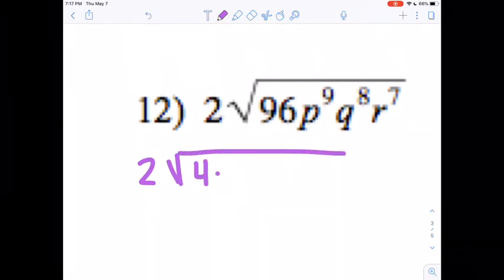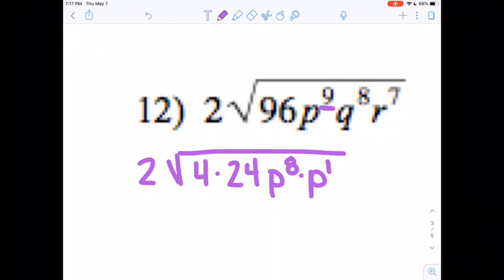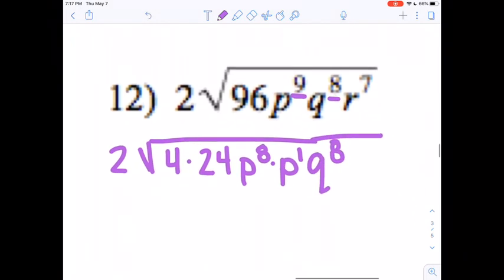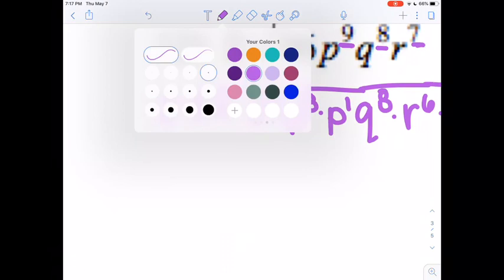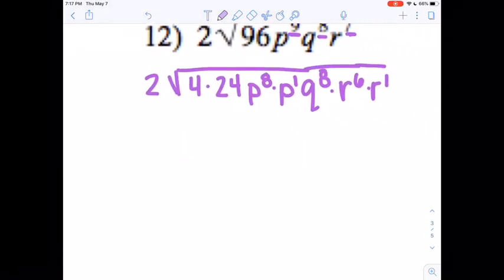So 4 goes into 96 24 times. P to the 9th is not even, so I've got to change that to p to the 8th times p to the 1st. Q is already even, so I'm going to keep that the same. And r is not even, so I'm going to change that to r to the 6th times r to the 1st. So let's take the square root of all of our perfect squares.